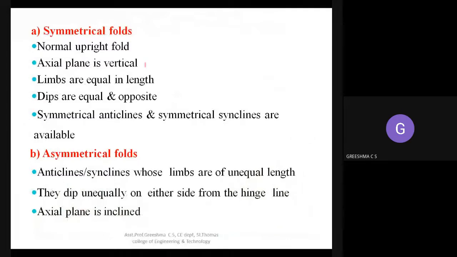Come to the second one, asymmetrical folds. From the name itself, asymmetrical means the fold is not divided into two equal portions. The axial plane has not divided the fold into two equal parts. Let's see what it is. Here, anticlines and synclines have limbs of unequal length. So what is happening here? Anticlines and synclines will have limbs of unequal length.